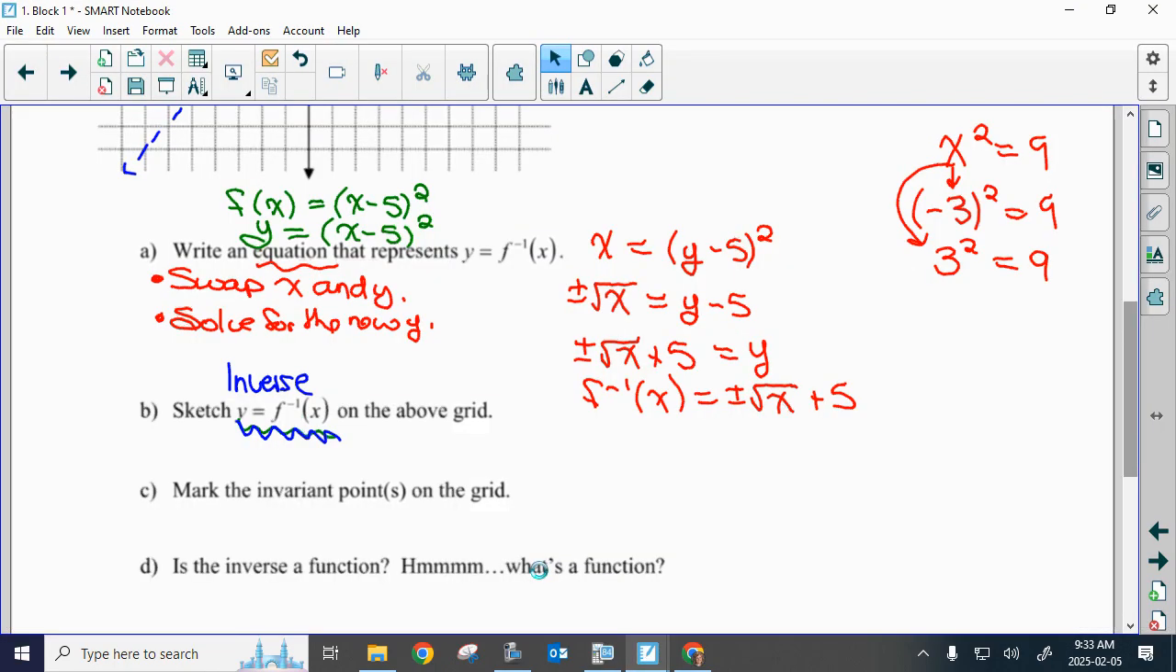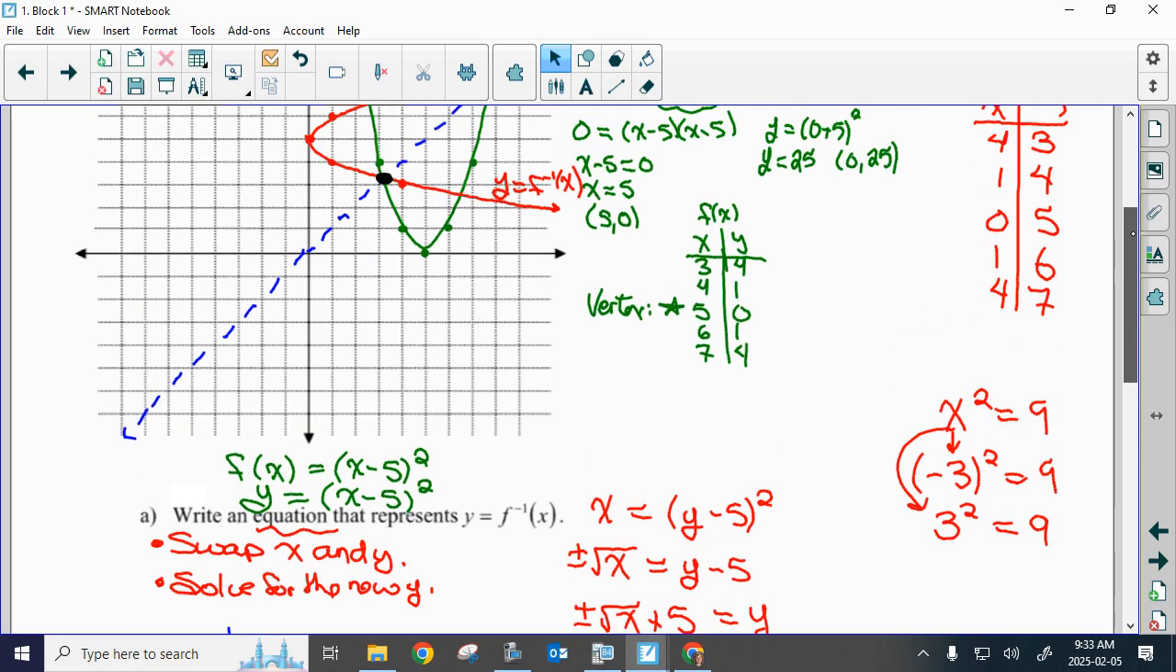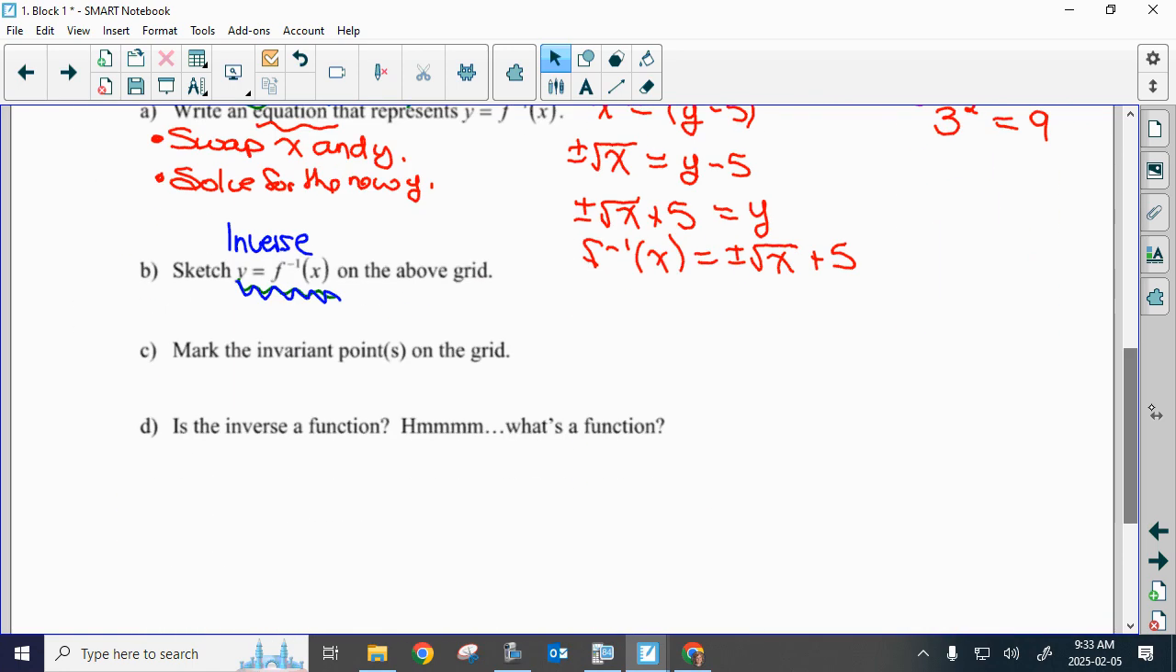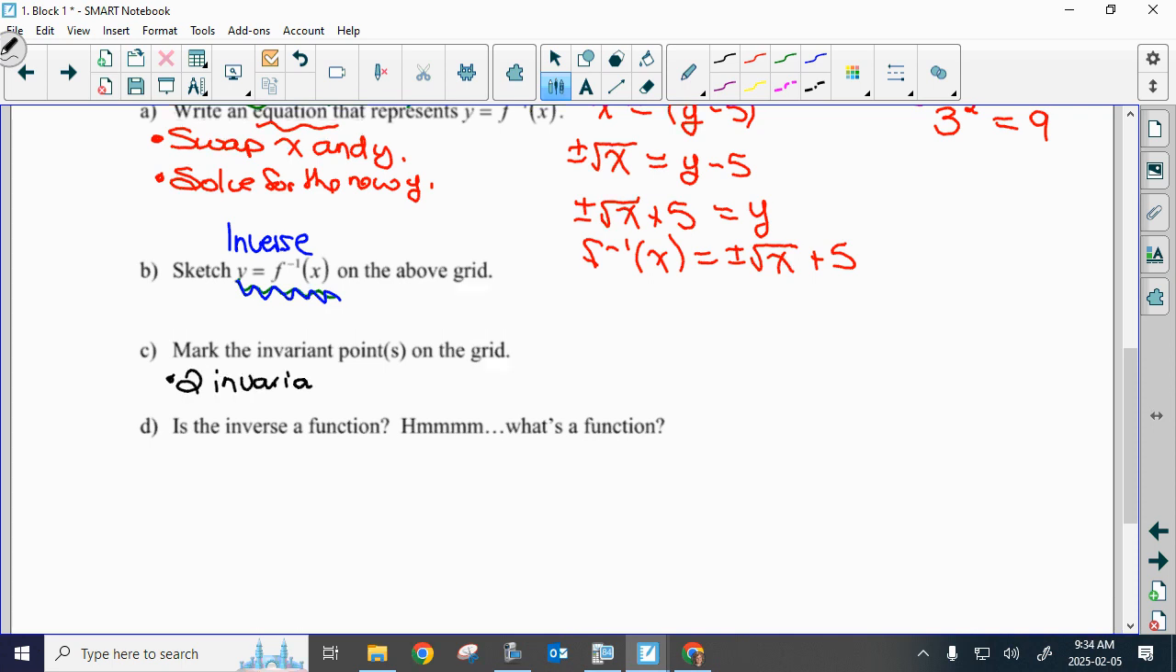So it says mark the invariant points on the grid. I've already done that in black. Like right here, these are my invariant points, and I marked them in black. There's 2 invariant points, and I'm just going to indicate 2 invariant points on the line y equals x. So it has to be on the line y equals x for it to be an invariant point.